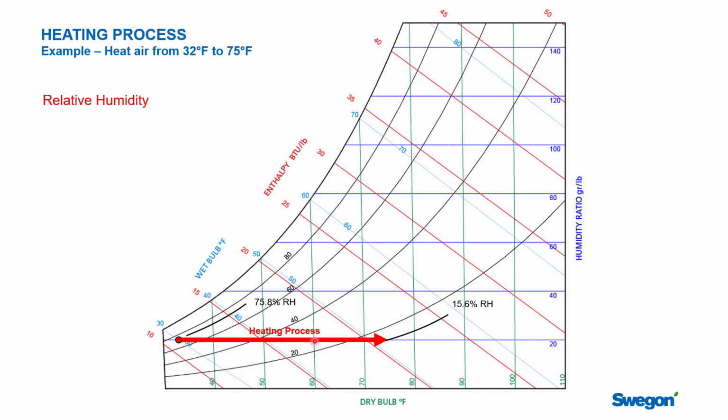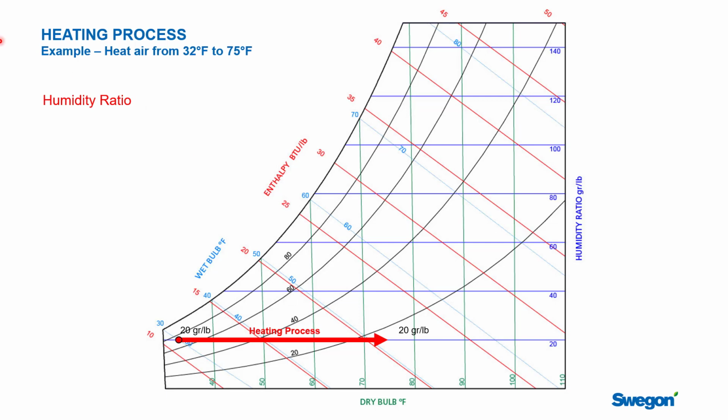Now as we warm that air up, you can see we crossed all of these relative humidity curves, and we finished over here at 15.6% RH. That's because this air is much warmer now. It's capable of holding a lot more humidity, and so relative to full saturation, there's not that much humidity in the air because it's 75 degrees. It's much warmer.